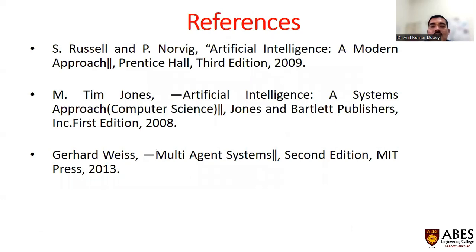So those are the references we have used for this. S. Russell and P. Norvig, Artificial Intelligence, Prentice Hall, third edition, 2009. The second book is M. Jones, Artificial Intelligence: A Systems Approach, Computer Science, Jones and Bartlett Publishers. The third one is Graham Smith's Multi-Agent Systems, MIT Press, 2013.